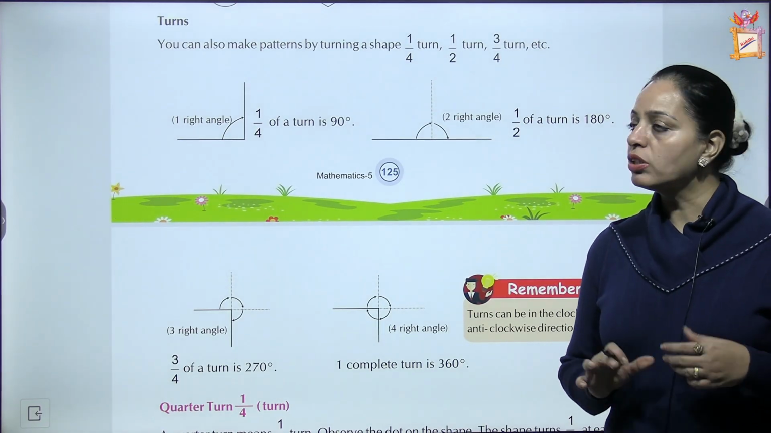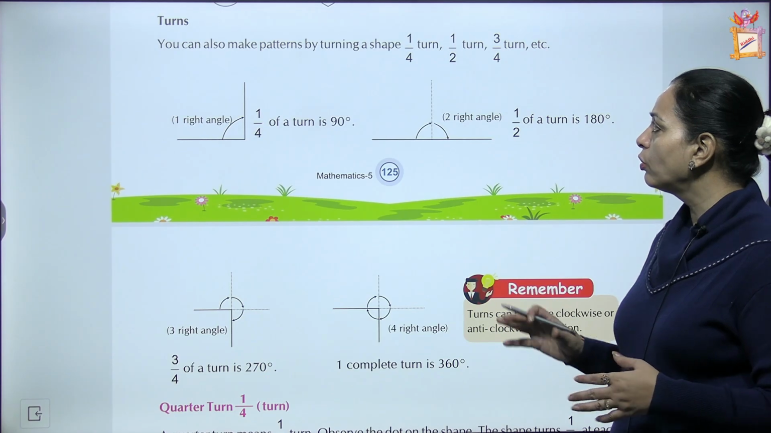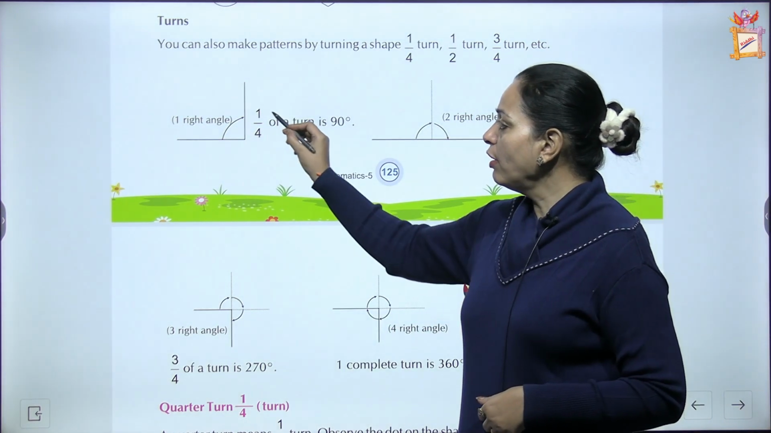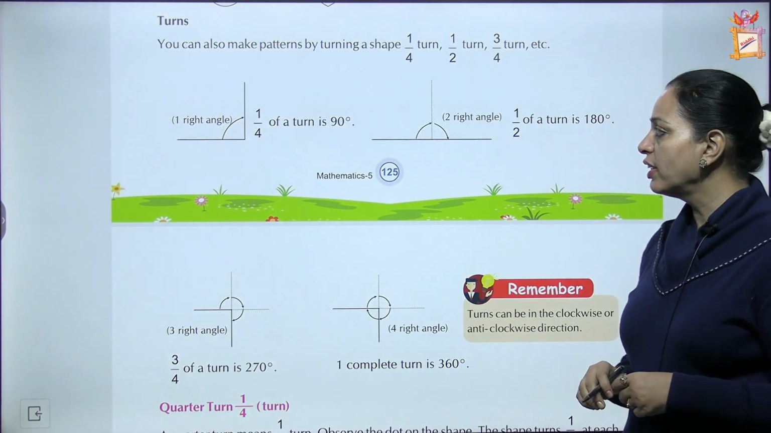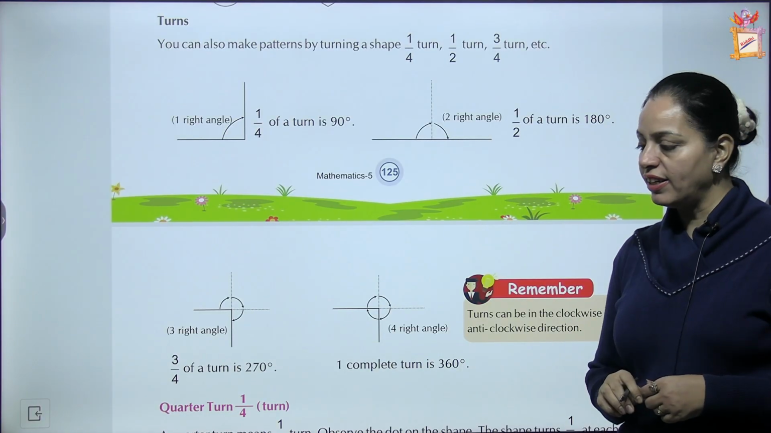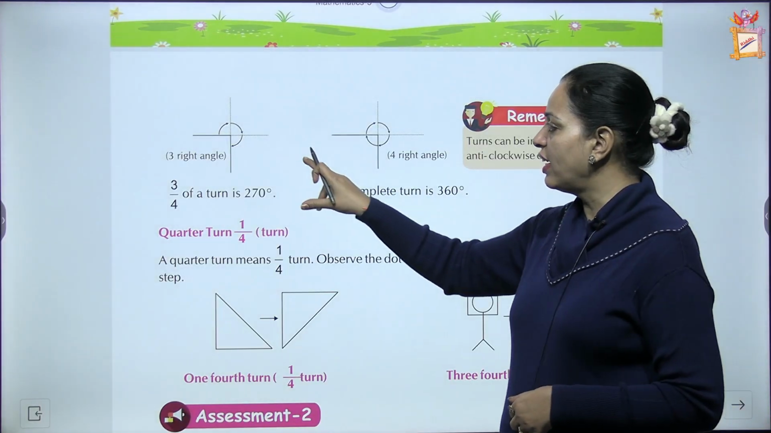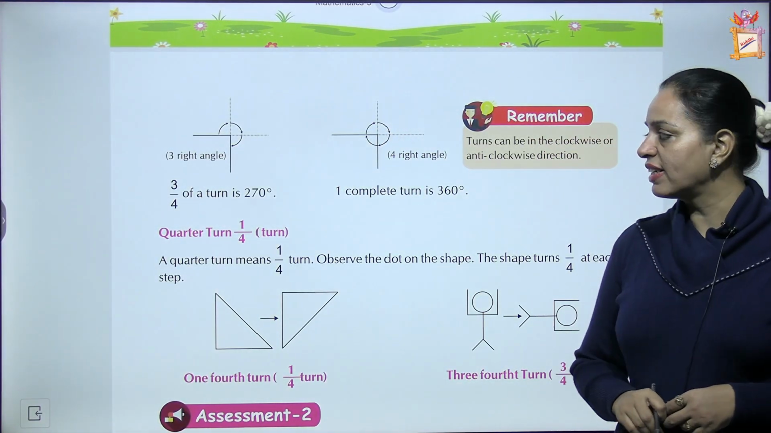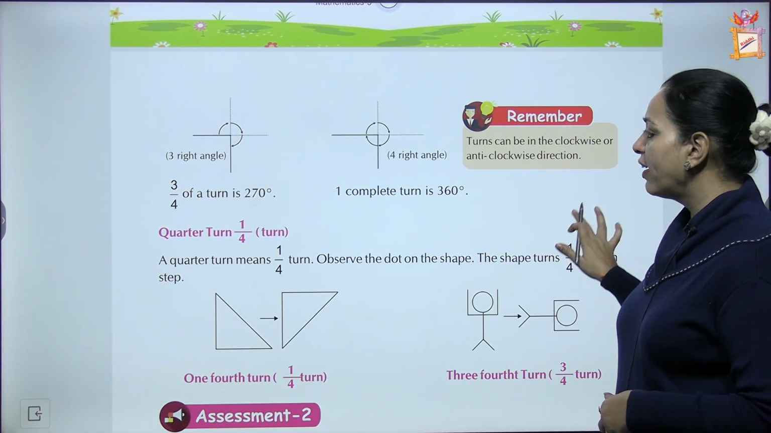Now we are talking about turns. You can also make patterns by turning a shape 1/4, half or 3/4 turn, etc. See, 1/4 means 1 right angle. 1/4 of a turn is 90 degree. Half of a turn means 180 degree, okay, and 3/4 means 270 degree, and 1 complete turn means 360 degree. So turns can be in the clockwise or anti-clockwise direction.